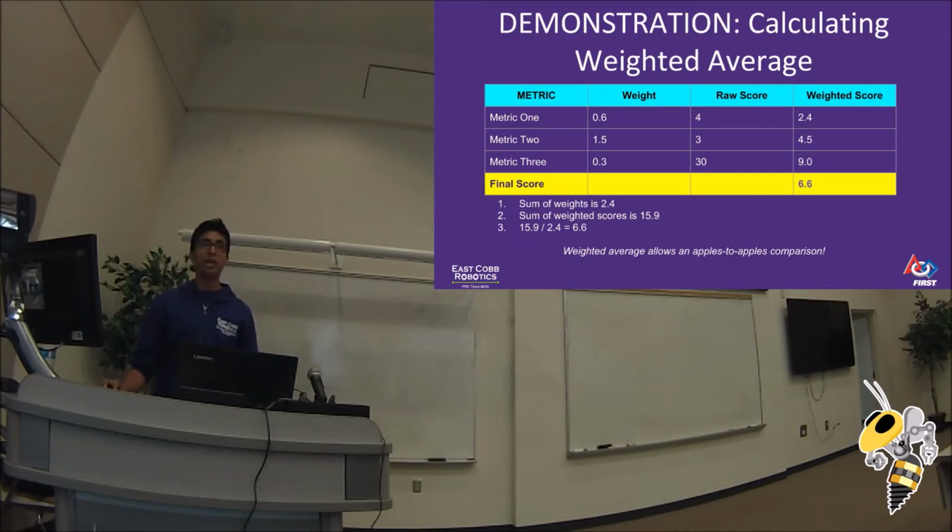So instead, what we would like to do is apply a weight. And you apply the weight by multiplying it by that raw score. And now you can see that those numbers, while they're still different, they're much more evened out, and you can compare it better. And you can take the average.